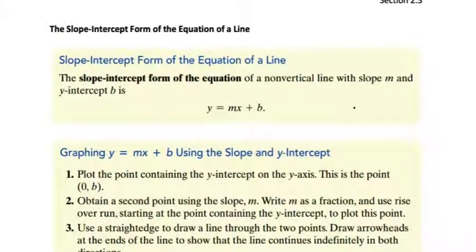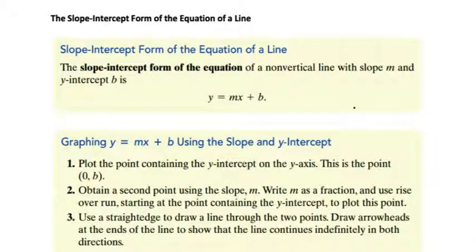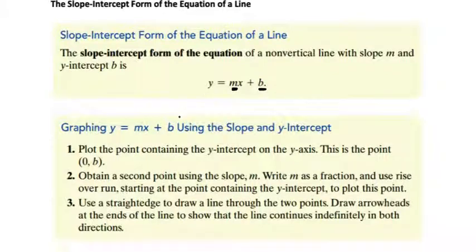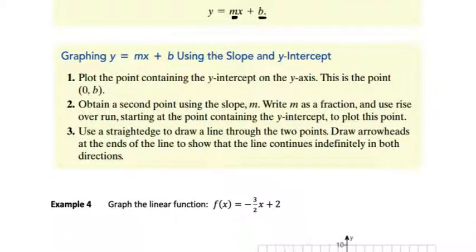So that brings us to slope-intercept form of the equation of a line. y equals mx plus b. So in the slope-intercept form, we have an equation with y and x. m is going to be the slope and b is going to be the y-intercept. And we can use the slope-intercept form to graph the line.